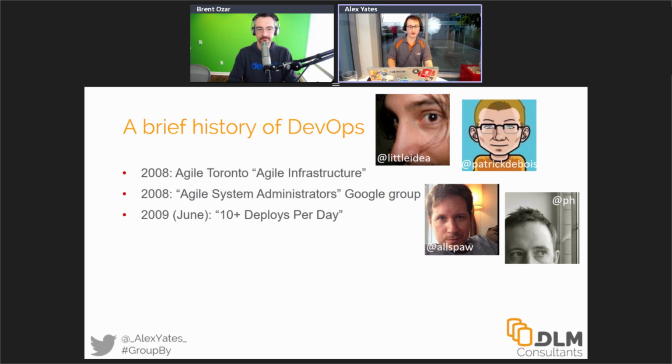And now look at the dates. It was in June 2009 that there was that session, 10 deploys a day. In October was the first DevOps days in Ghent. And I don't know how many of you have organized a conference, and no offense, Brent, but I mean like a real one, where you have to get a venue. And so yeah, people from all over the world attended this event.